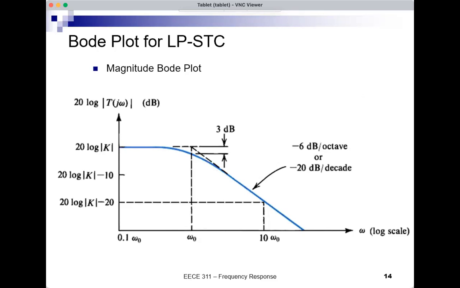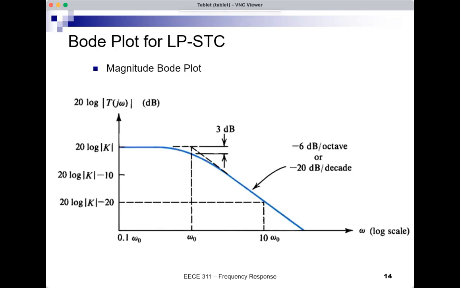And then as we approach omega 0, things start to change. Omega 0 is this important critical frequency that has several names. One of them is 3 dB frequency. As we approach omega 0, the gain will start to drop. And then after omega 0, if the frequency is greater or much greater than omega 0, the gain will drop at a rate of minus 20 dB per decade, or a decrease by a factor of 10 when the frequency increases by a factor of 10.